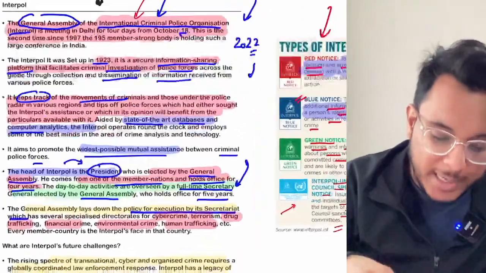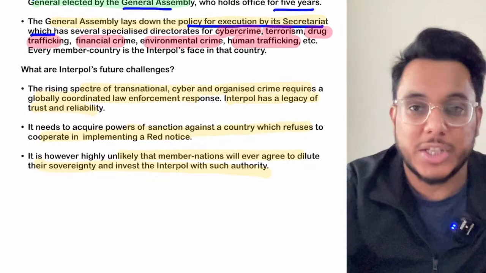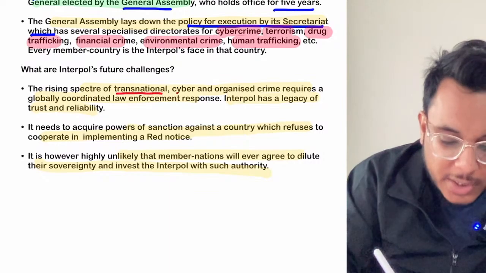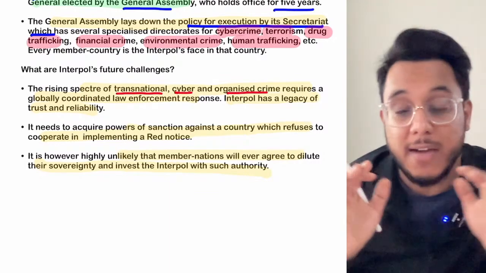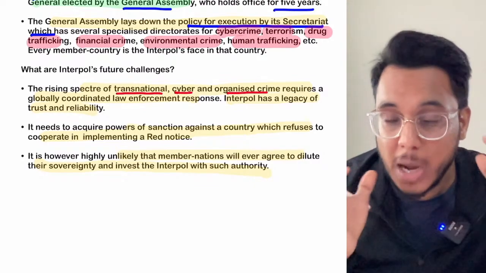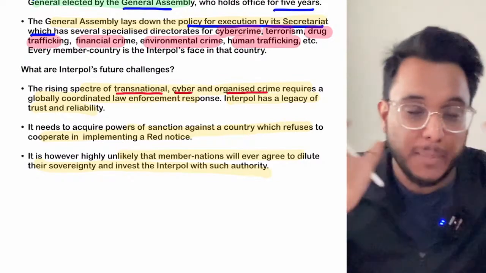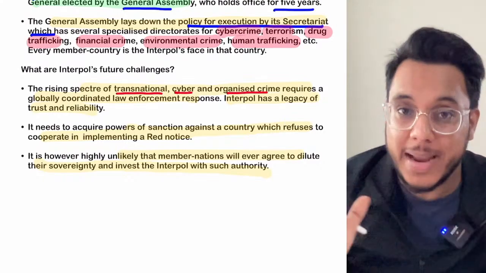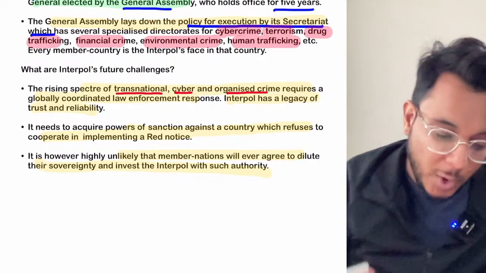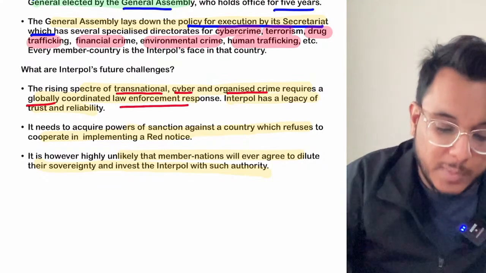Now one more additional thing we'll see: what are the Interpol's future challenges? Is Interpol facing some kind of challenges? Right now the specter of transnational cyber and organized crimes has increased a lot, particularly cyber crimes. For cyber crimes, a person does not need to be physically present at one place. A person from the USA can perpetrate a crime in India by cyber methods. So cyber crime and organized crimes are increasing, and therefore it requires an even more connected global response between law enforcement agencies.